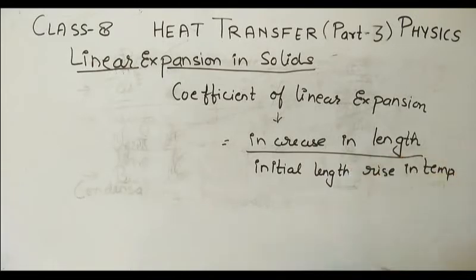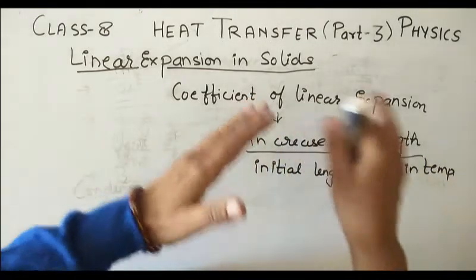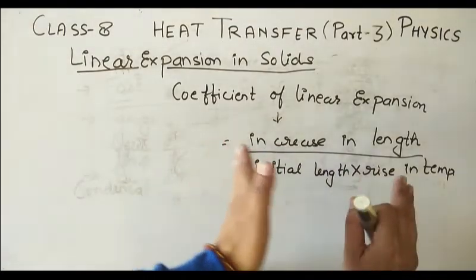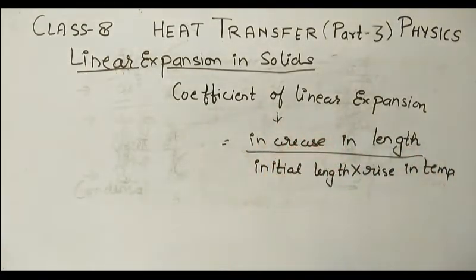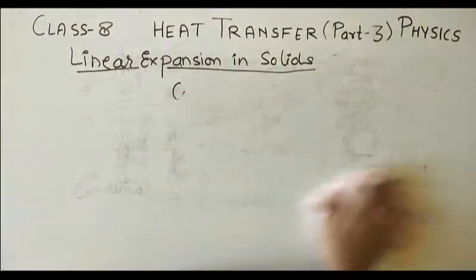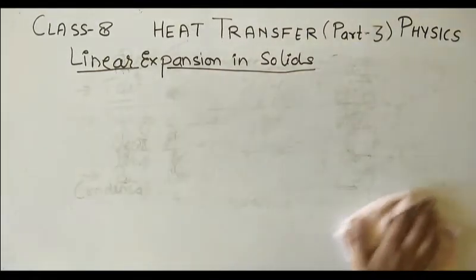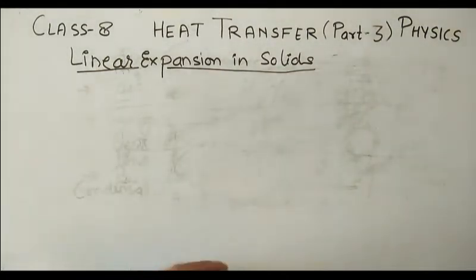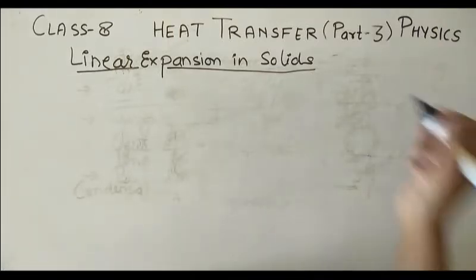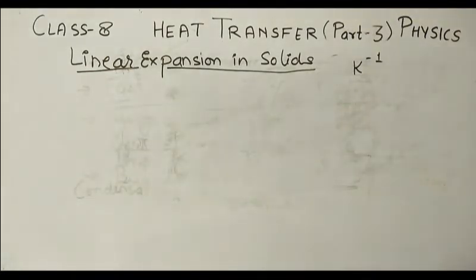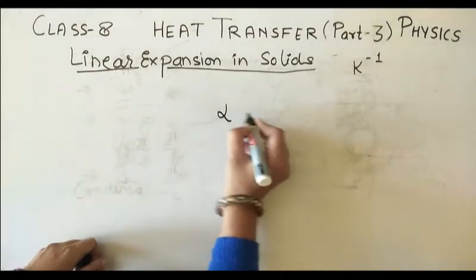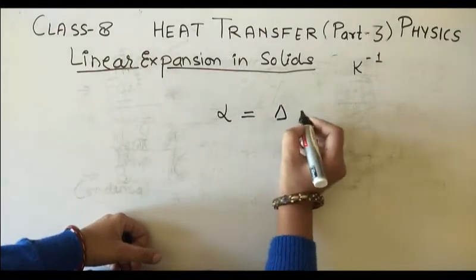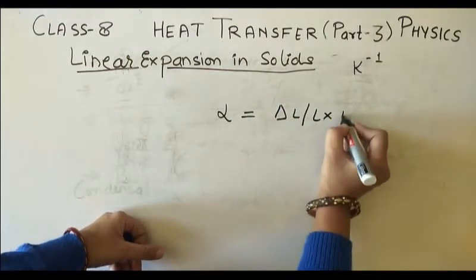That means the coefficient of linear expansion is the increase in length per unit length, per unit rise in temperature. That is known as the coefficient of linear expansion. The unit of coefficient of linear expansion is per degree Celsius, and the SI unit is per degree Kelvin. We denote the linear coefficient of expansion by alpha, and it is delta L divided by L times T.